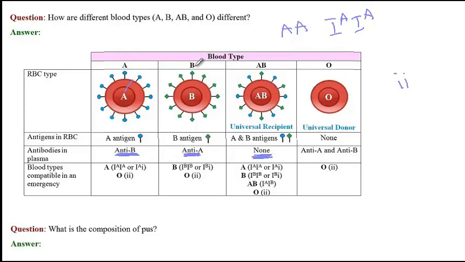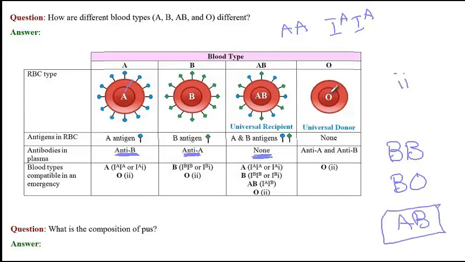Same with blood type B. People who have blood type B, they could be homozygous as BB, or they could be heterozygous having BO. Patients with blood type AB can have only AB genotype. And then patients with blood type O can only have O genotype, which is ii.